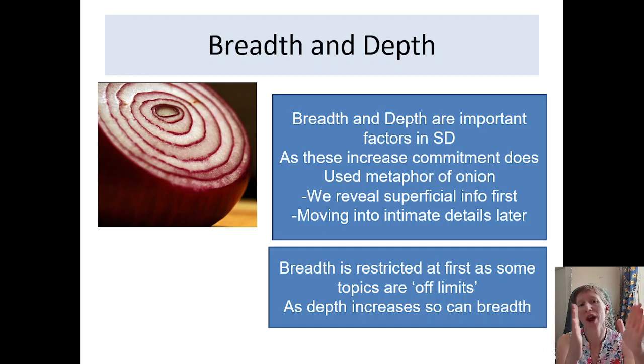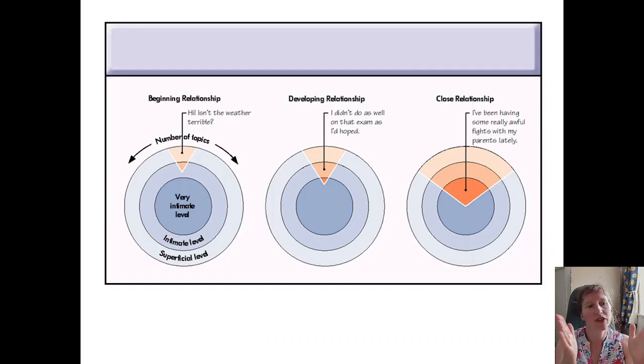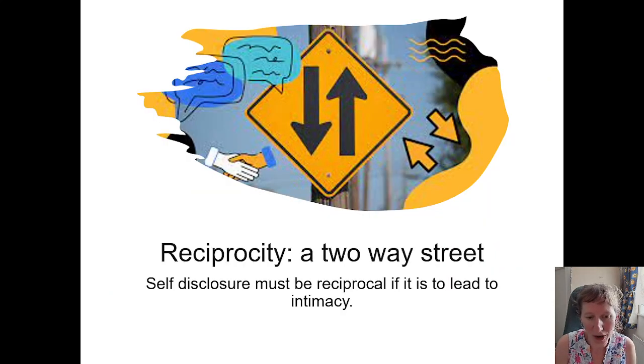So at the start, both breadth and depth are very narrow. So at the start, we have only a few topics that we're willing to talk about. As the relationship develops, the breadth gets more, and we're willing, as you can see in the third picture here, to talk about more topics because there's less things that we would guard. So we're willing to reveal more personal information, that is depth, but also to talk about a wider breadth of topics once this process has occurred. Okay, and reciprocity, really important there, that self-disclosure must be two-way reciprocal if it's going to lead to intimacy.